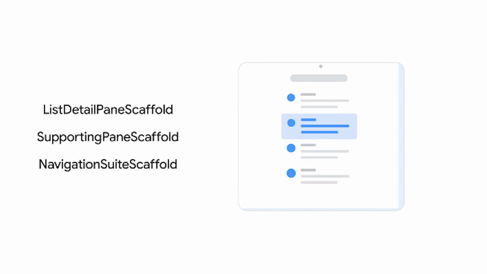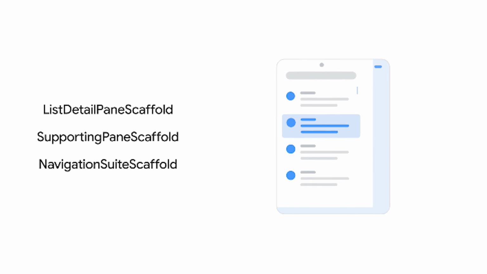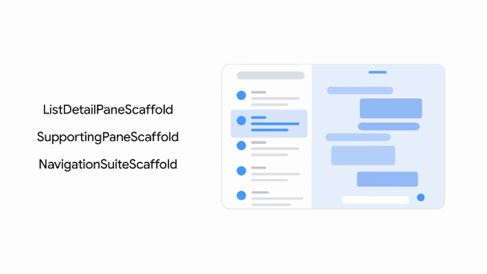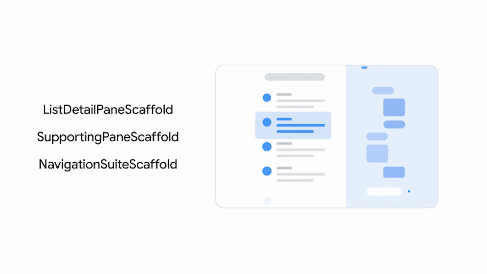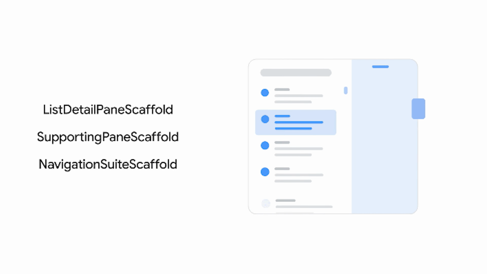we are going to learn a lot of things. We are going to see what is a navigation suite scaffold, what is list detail pane scaffold, and what is supporting pane scaffold. So we're gonna deep dive into these scaffolds and try to find out how we can create our UI which is acceptable by all the devices which are present currently in the market.